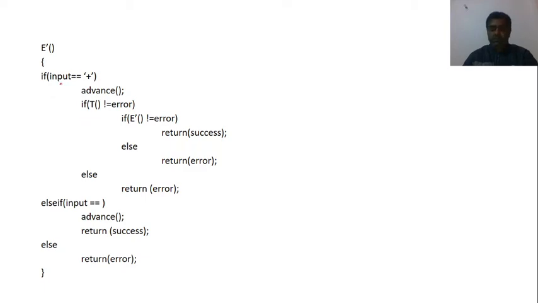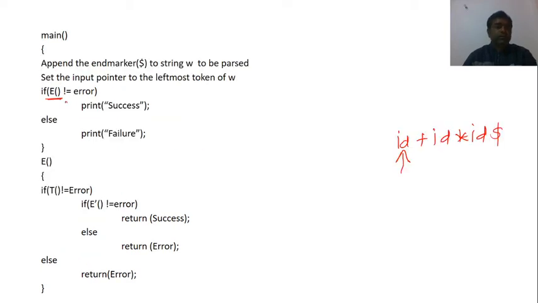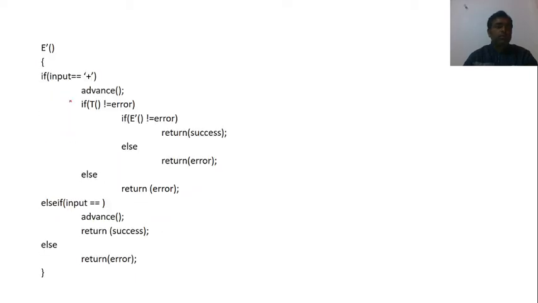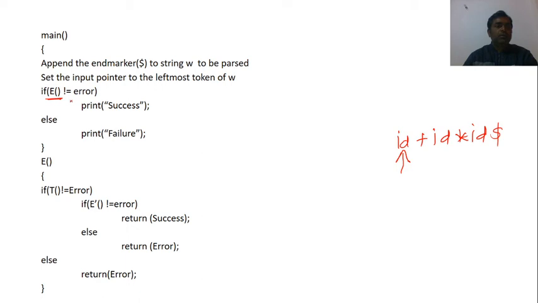You can see this is the procedure for E here. What is written inside the procedure E? The production was E raised to T E prime. That means first we have to call T. If it does not return any error, then that string is accepted or that tree is accepted.